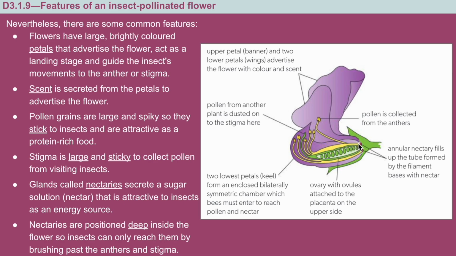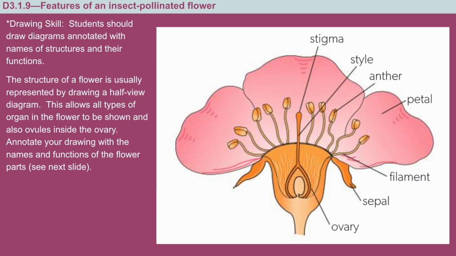Since they're so deep in there, insects can only reach them if they brush past the anthers and stigma, along the way picking up that pollen, and when they visit the next flower, being able to drop it off at the stigma of the next flower. Now, here we have another drawing skill. You should be able to draw a half view of a flower with all of these parts labeled.